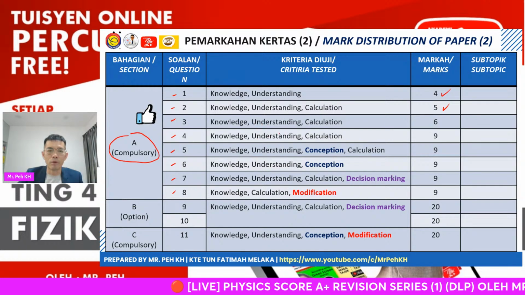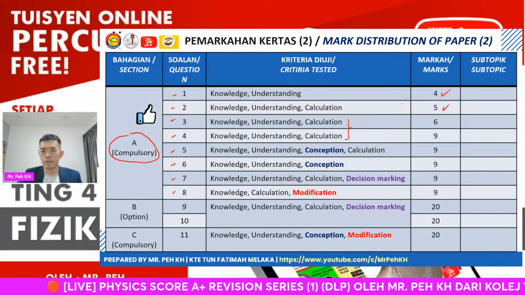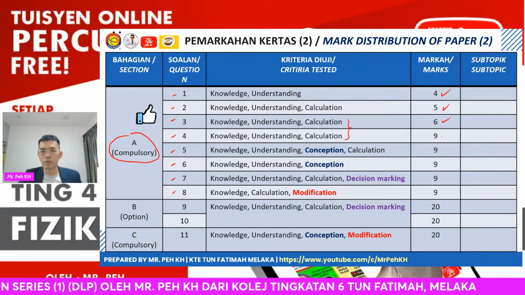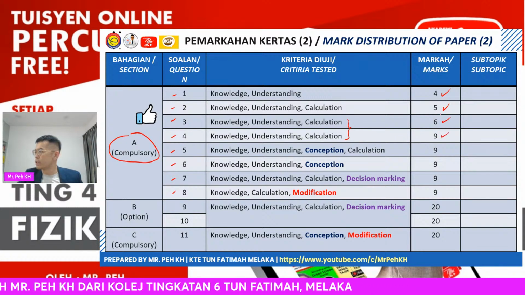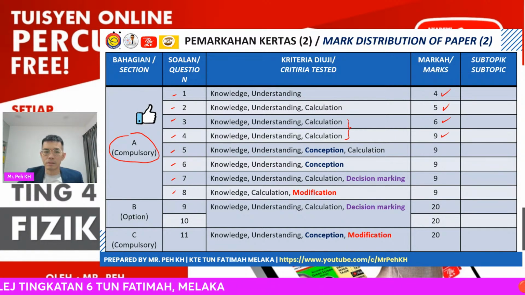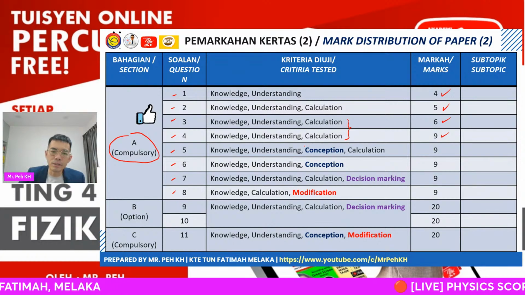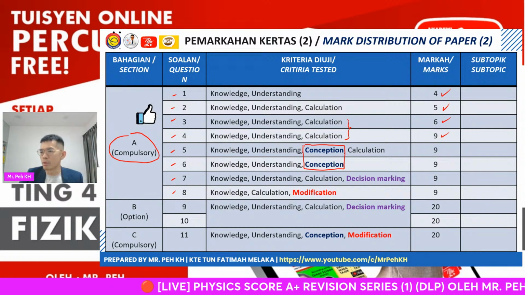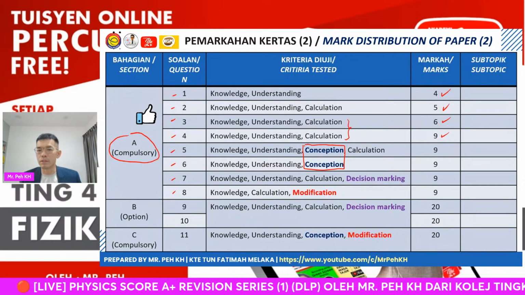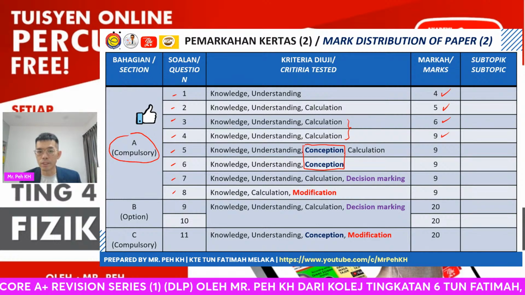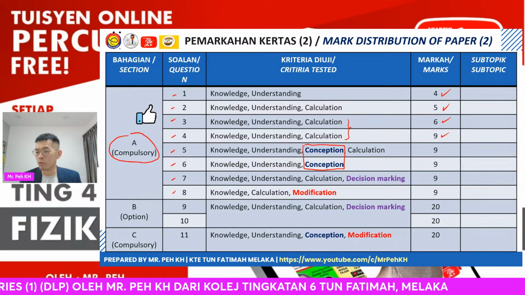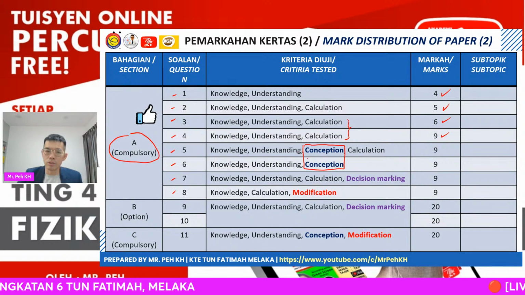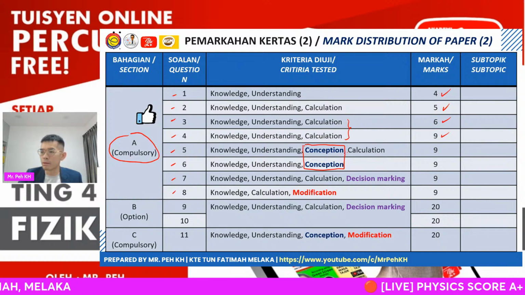Then number 3 and number 4 will be tested on the same criteria. The marks distribution for question number 3 will be 6 marks. Question number 4 will be 9 marks. Then question number 5, mainly for 5 and 6, will have a conception question. The conception question gives you 2 diagrams and asks you to do the comparison. So these are questions where you can get full marks if you are able to differentiate the diagrams. Later on I will tell you the method for conception.